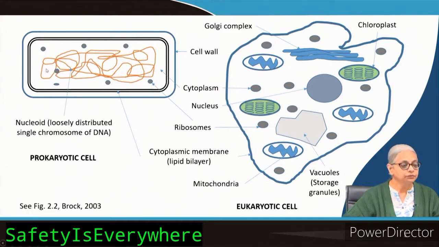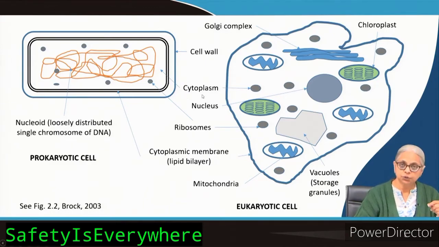This is a nucleoid because there is no nuclear membrane that separates the DNA from the rest of the cell. So here we have the cytoplasm. Everything inside the plasma membrane is the cytoplasm. You have ribosomes in it. These are the small gray structures, and this is the site of protein synthesis. And you have the DNA. The DNA is not compactly folded.